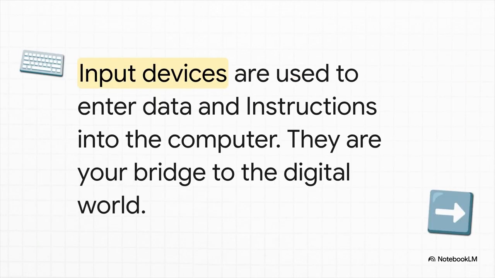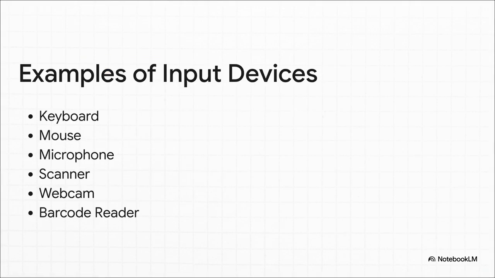Step 1, input. How do we get our ideas and commands into the machine? Well, we use input devices. They're basically the computer's senses, acting as a bridge from our world into the digital one. And you use these all the time without even thinking about it. Your keyboard turns your button presses into characters. Your mouse turns your hand movements into a cursor on the screen. A microphone turns the sound waves of your voice into a digital file. Each one is just a translator for the computer.